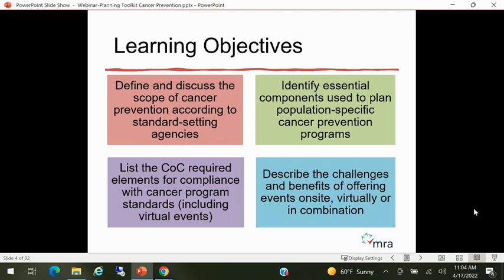So our learning objectives for today are to define and discuss the scope of cancer prevention according to standard setting agencies, to identify essential components used to plan population-specific cancer prevention events and programs, to list the COC required elements for compliance, including virtual events, and to describe the challenges and benefits of offering events on-site, virtually, or in combination, a hybrid combination.